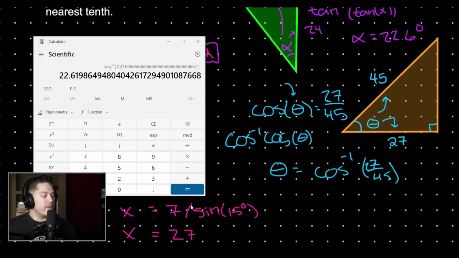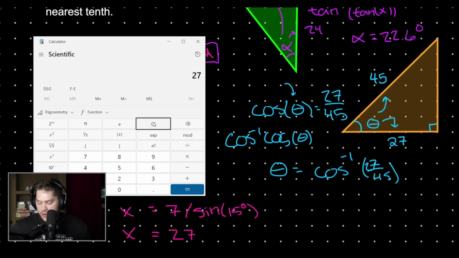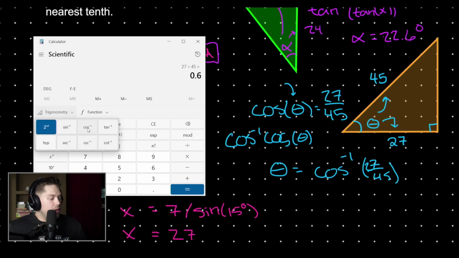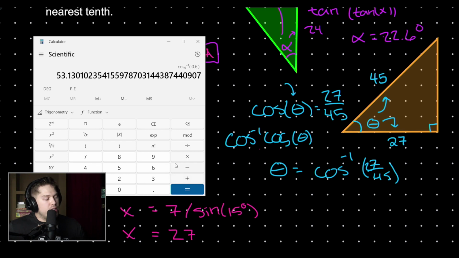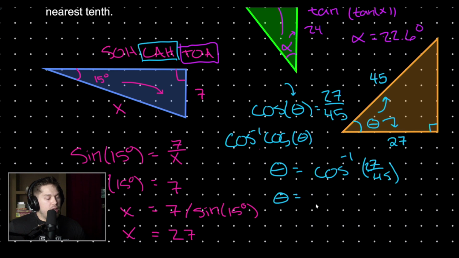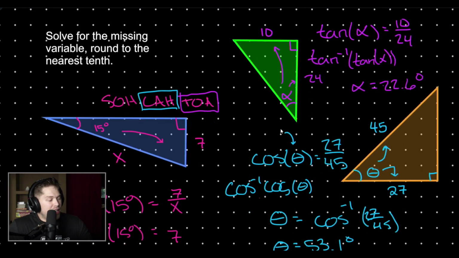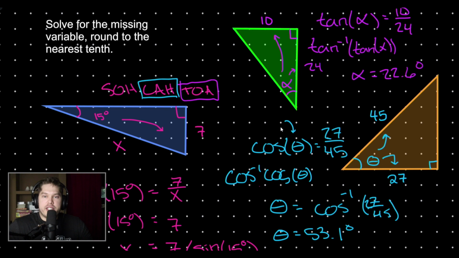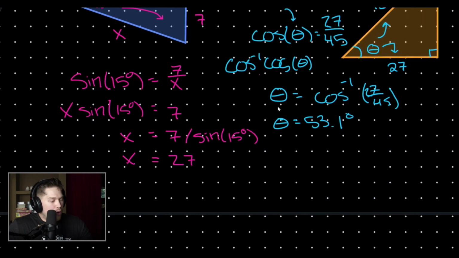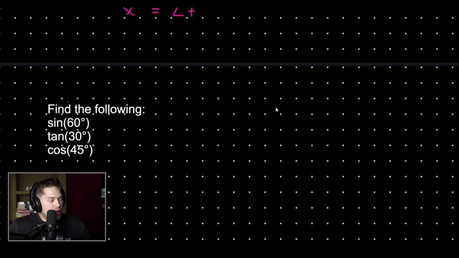And then we'll go over to our calculator and just simply type that in. 27 divided by 45 is 0.6. And then we're going to apply our inverse cosine function to get 53.1. So theta is approximately 53.1 degrees. Excellent work. So these are solving the missing component problems. Hopefully you all are feeling more comfortable solving these.